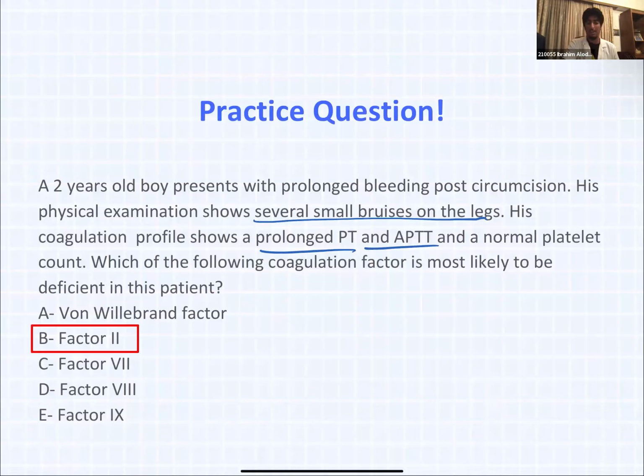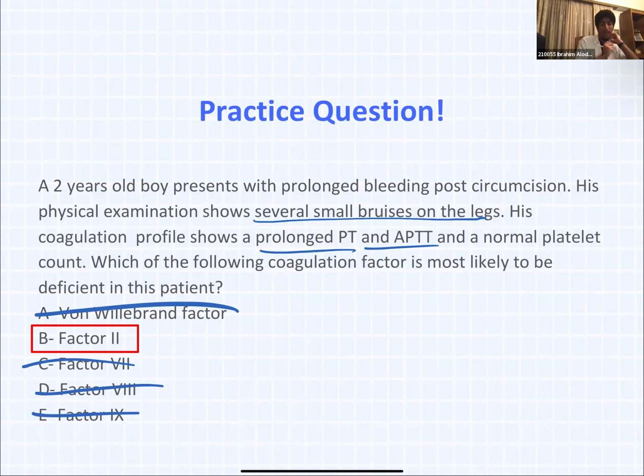Okay, correct. The answer is factor 2. All right, so guys, remember that a prolonged PT and APTT most likely means there's an issue in the common pathway. So that's not that. Factor 7 is the extrinsic pathway. Factor 8 is the intrinsic pathway. Factor 9 is the intrinsic pathway. That just leaves us with factor 2. All right. We understand this. I know we all chose A initially, but do we understand why it's B?